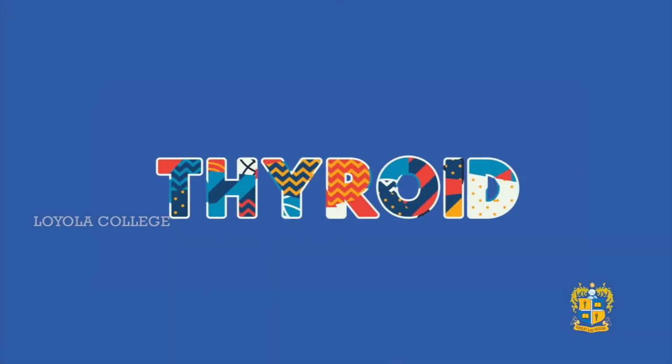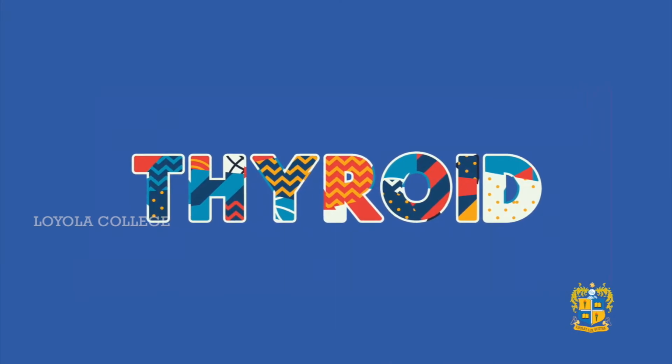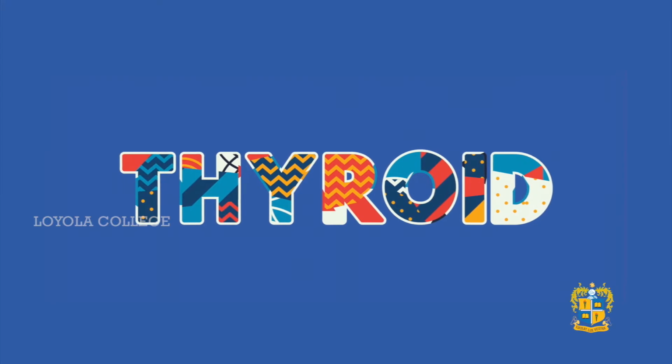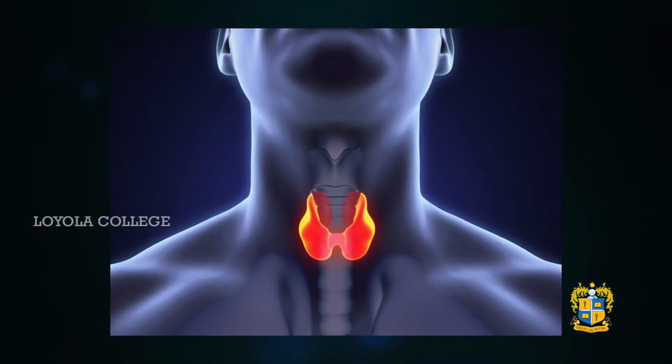Everyone, let's see the secretions, function and disorders of thyroid gland. The thyroid is a part of the endocrine system, which is made up of glands that produce, store and release hormones into the bloodstream so that the hormones can reach the body cells.